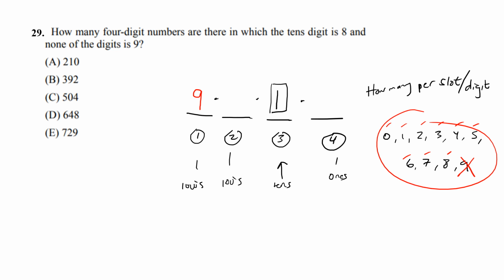It doesn't say that you can't reuse a number. I could have a 1, a 2, or something, okay? So 9, and the last one could be a 9, okay? There's a little hiccup though, okay?